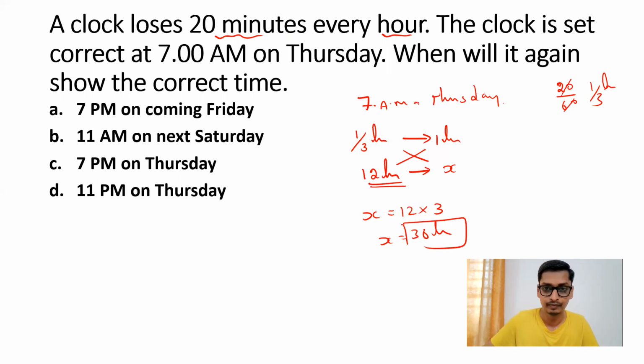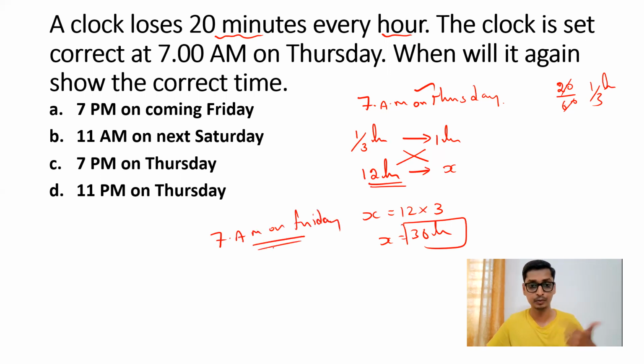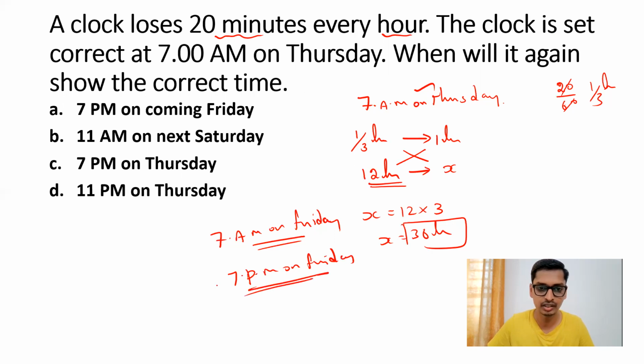Now, what is 36 hours after 7 a.m. on Thursday? So 24 hours means 7 a.m. on Friday. Then extra 12 hours makes 36 hours. So that will be 7 p.m. on Friday. So the answer for this question is 7 p.m. on the coming Friday. See, to gain the correct time, it has to lose 12 hours. So the 12 hours will be lost in how many hours? Totally 36 hours. So 36 hours after 7 a.m. on Thursday will be 7 p.m. on the next Friday. So this becomes our answer. Hope you understood how to solve this problem, right?